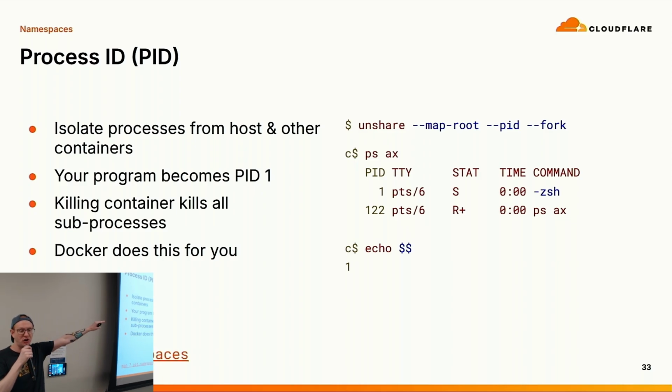Now outside on the host, it just thinks that this is whatever process ID it was when it first started, but within the container, it's process 1. Neat. This comes up later, but neat.